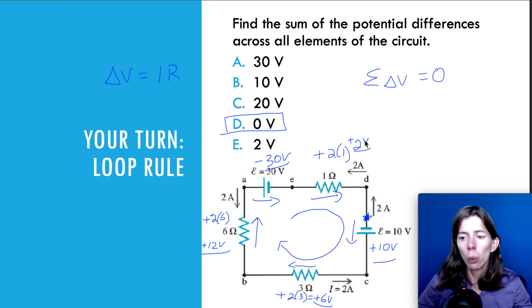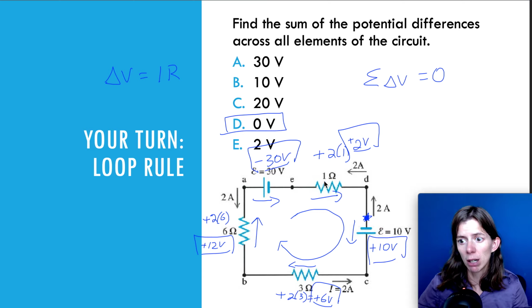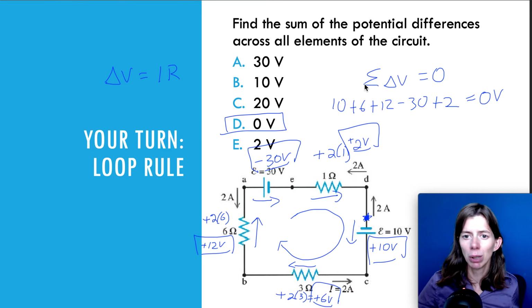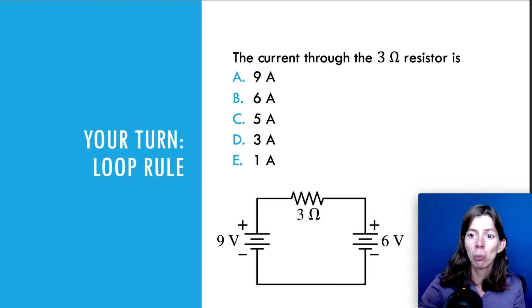So we have all of our voltages across each element. The loop rule says that when you add them all up, they should equal 0. Well, let's take a look. We have 10 volts, plus 6, plus 12, minus 30, plus 2, and you can see that's 28 minus 30 plus 2. That does equal 0 volts. So this is a really good example of putting that loop rule into action. Let's do one more, and hopefully you can do more of this one by yourself.